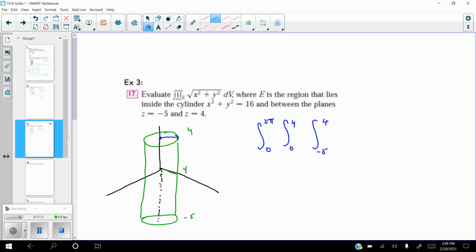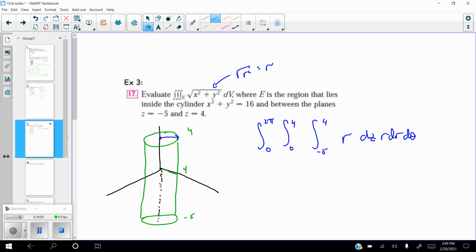Unfortunately, we don't just have to find the volume. Otherwise, this would be really simple because it'd just be the volume of the cylinder. But we are going to do the square root of x squared plus y squared. Now, what is the square root of x squared plus y squared? Well, in polar it is the square root of r squared, which is r. So we're going to take the integral of r dz and then r dr d theta.